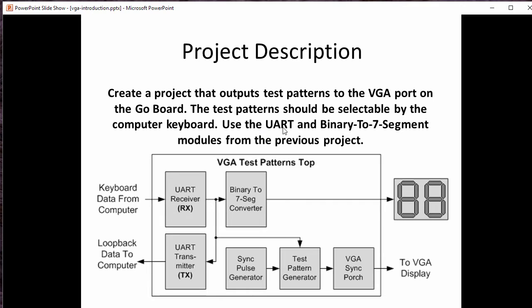And this is just building on the previous project where we had the UART receiver and the binary to 7-segment converter. So the previous project was this module, and this module: the receiver, the transmitter, and the converter. That was it. And it was driving the 7-segment displays and showing you what key you pressed. This project is going to be adding 3 new modules: a sync pulse generator, a test pattern generator, and a VGA sync porch, and that's going to be driving the VGA display. So this builds on the complexity of the previous project.